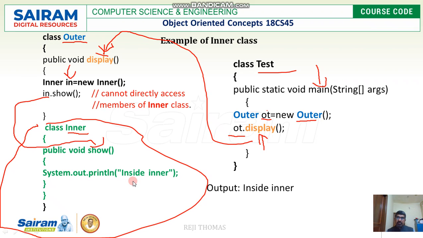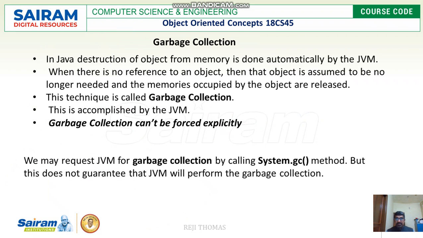One thing you should remember, the outer class method cannot access inner class members directly. If it needs to access any member of the inner class, it should be done only through objects. So this is all about inner class. Next is a very important topic called garbage collection, which makes Java different from other languages, which makes Java stand out.